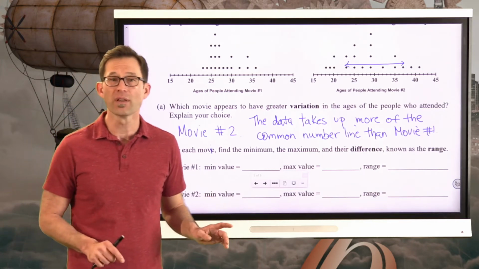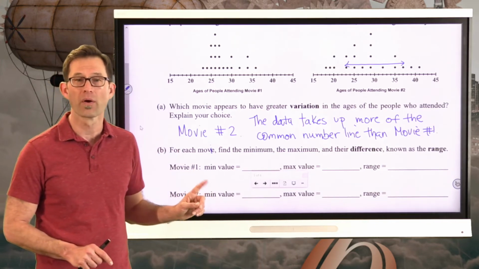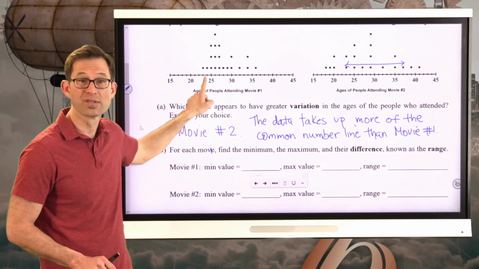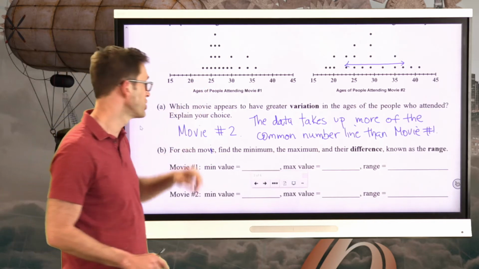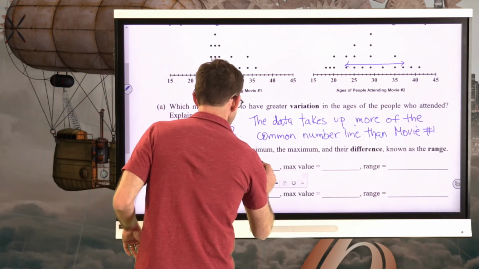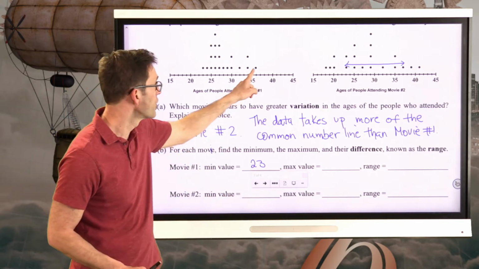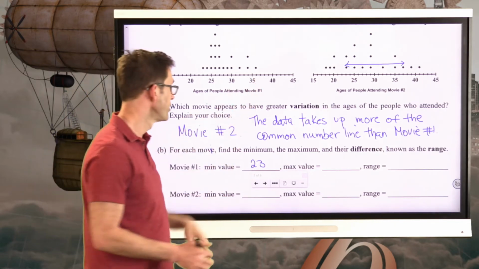So that's easy enough. Let's take a look at it for movie 1. Okay, for movie 1, the minimum value is 23. We can see that just by looking at the dot above which it is. So that's 23, right? The maximum value for movie 1, right here, is at 36.